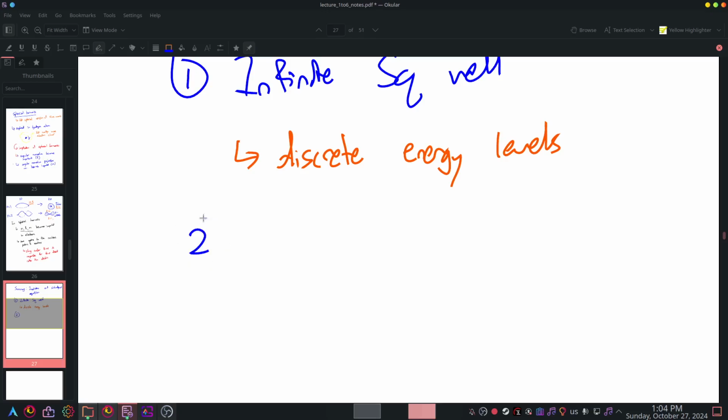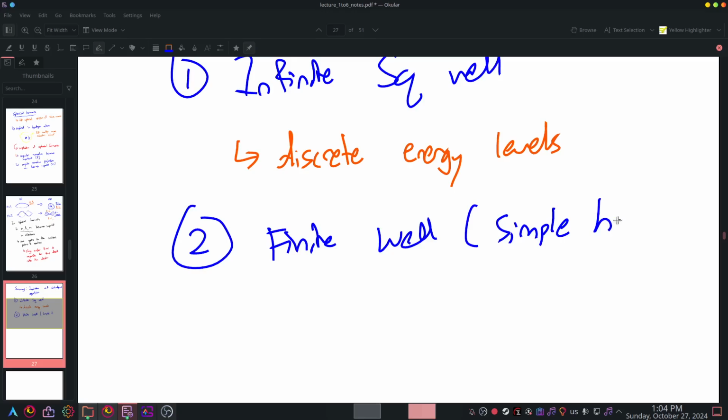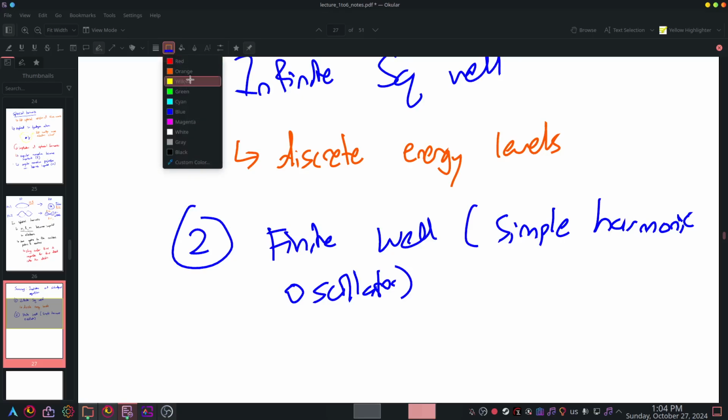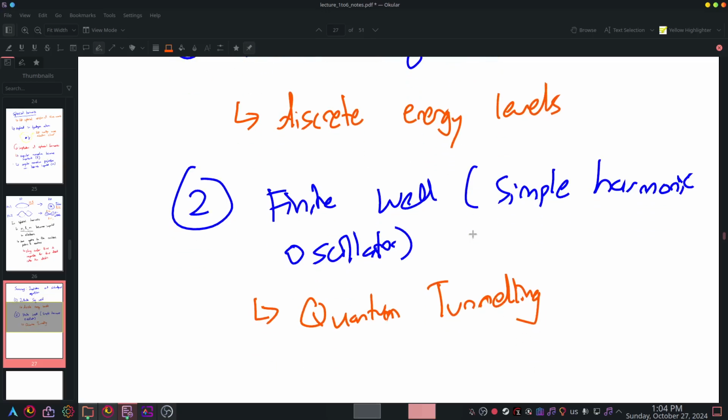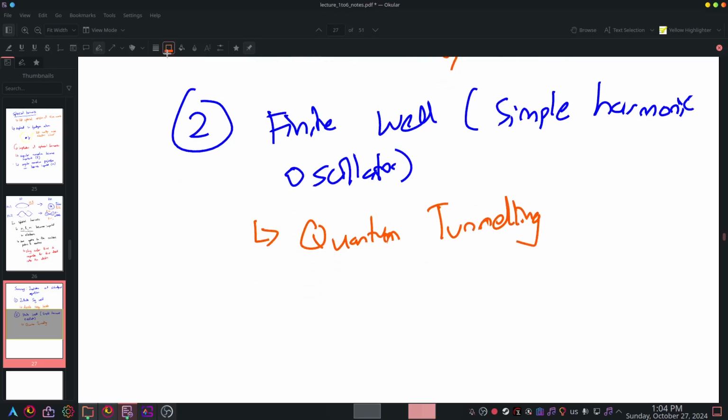Okay, second we do a finite well, such as the simple harmonic oscillator. What this shows you from the math is that it gives you a basis for quantum tunneling in addition to what we already have. In addition to the discrete energy levels we had before, we now have quantum tunneling because these waves sort of leak out, as we covered before.